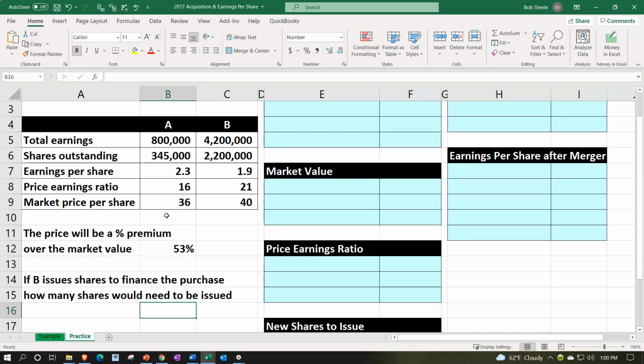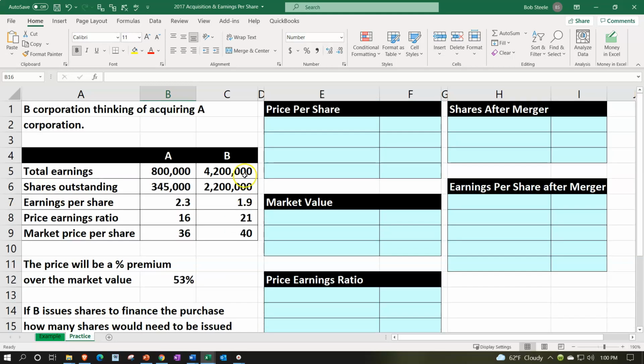Once we determine what the price will be, then we're thinking about how the funding will be generated in order to facilitate the purchase. We're going to do that by the issuance of stock from B corporation to generate the resources in order to make the acquisition. So let's think about the price per share.